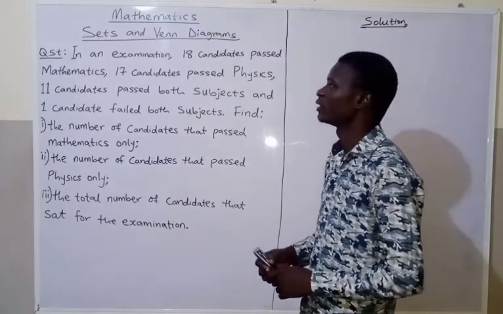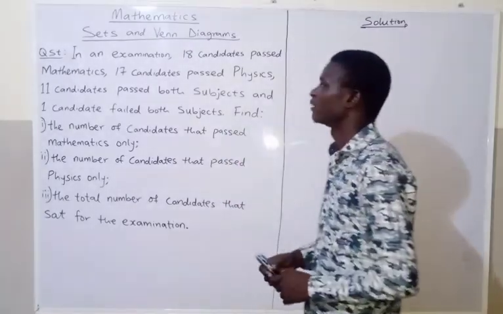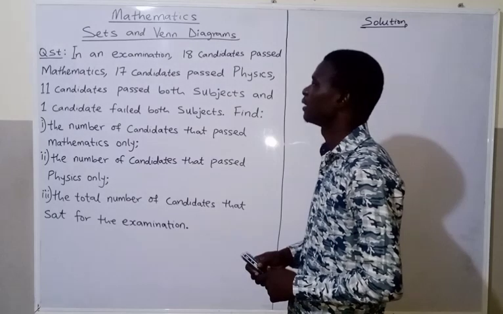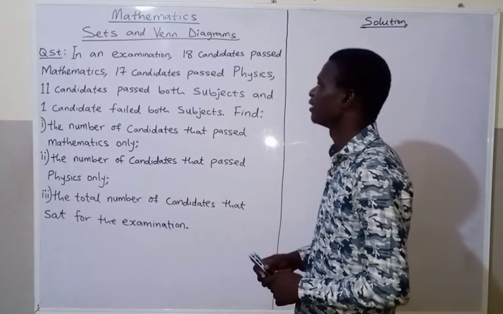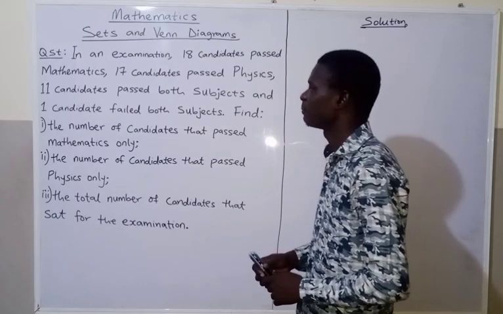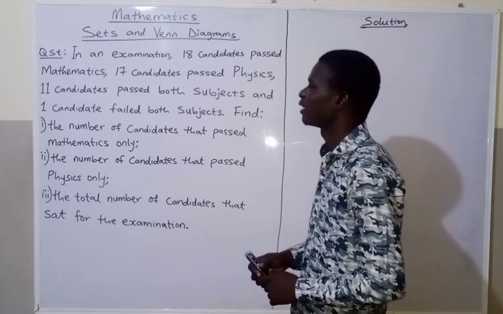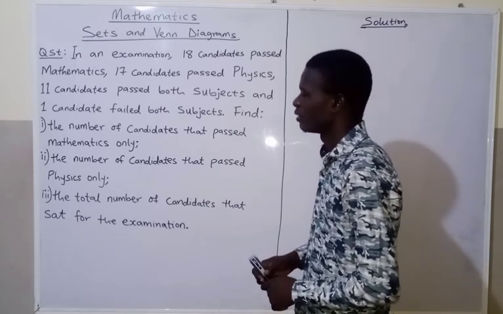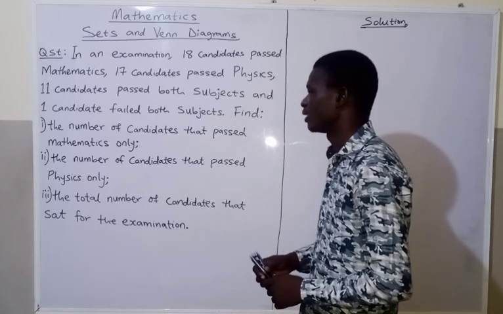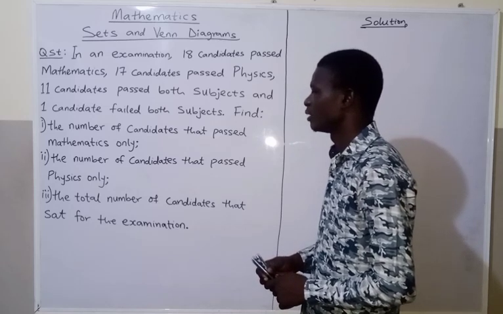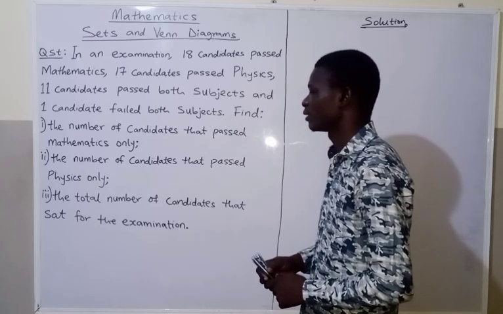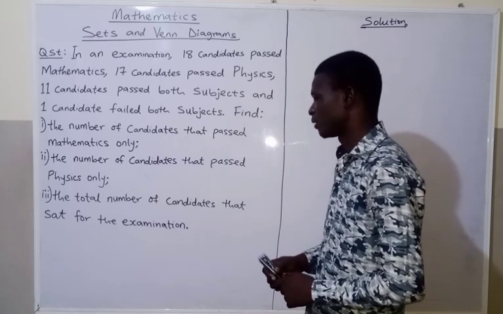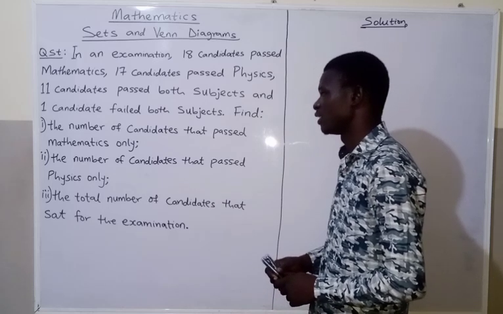And the question before us says, in an examination, 18 candidates passed mathematics, 17 candidates passed physics, 11 candidates passed both subjects, and 1 candidate failed both subjects. Find, question 1, the number of candidates that passed mathematics only. Question 2, the number of candidates that passed physics only. 3, the total number of candidates that sat for the examination.